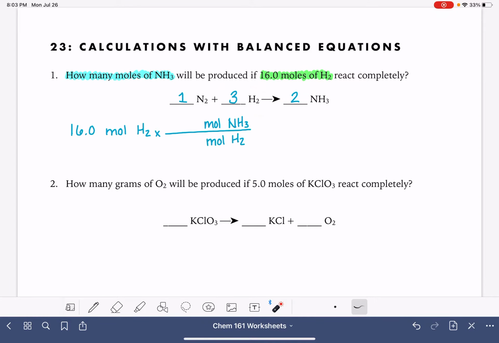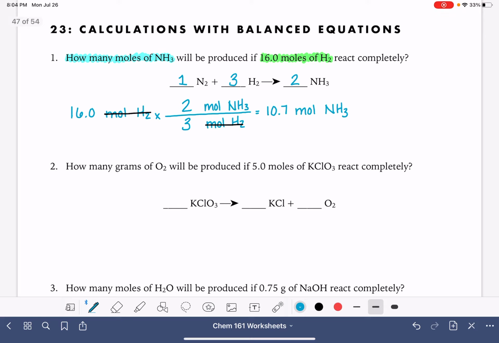So when we balanced the equation, we saw that the coefficient for NH3 is 2, so that's going to go here, 2 moles of NH3, and the H2 coefficient is a 3, so that's going to go right here. The stoichiometric coefficient gives us the relationship between NH3 and H2. So the way that we have this set up, the moles of H2 are canceling, and this leaves us with 10.7 moles of NH3.